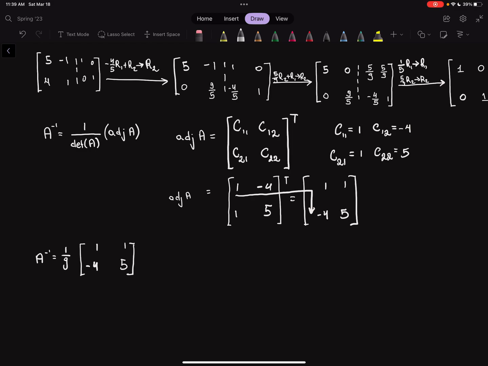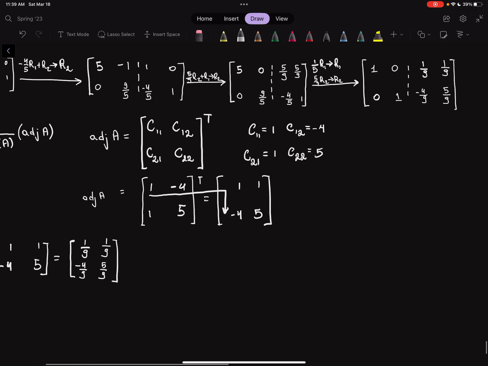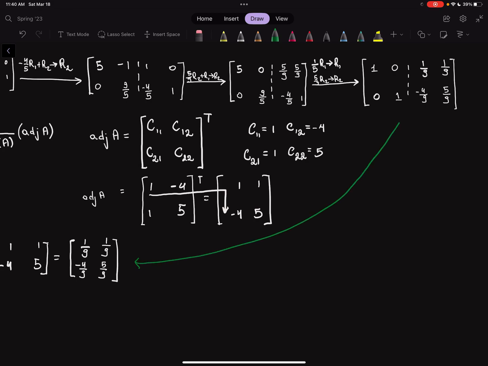When we multiply a scalar by a matrix, we need to multiply each entry of the matrix by that scalar. And we get this. Now look, we got the same result, but the process was a little bit different. So it's up to you to choose which one you want to use.